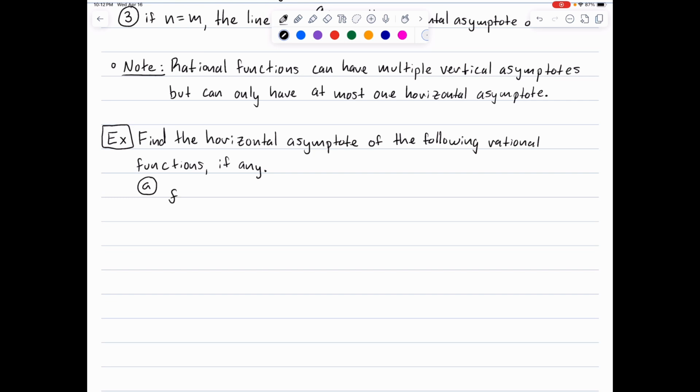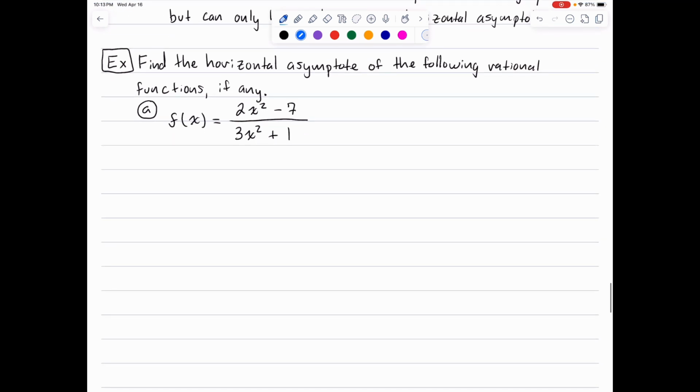f of x equals 2x squared minus 7 over 3x squared plus 1. So the first thing we want to do is find the degree of the numerator and the degree of the denominator, and then we want to compare.